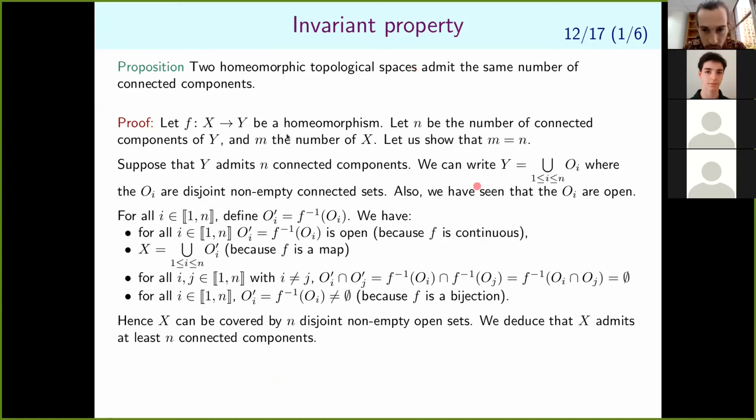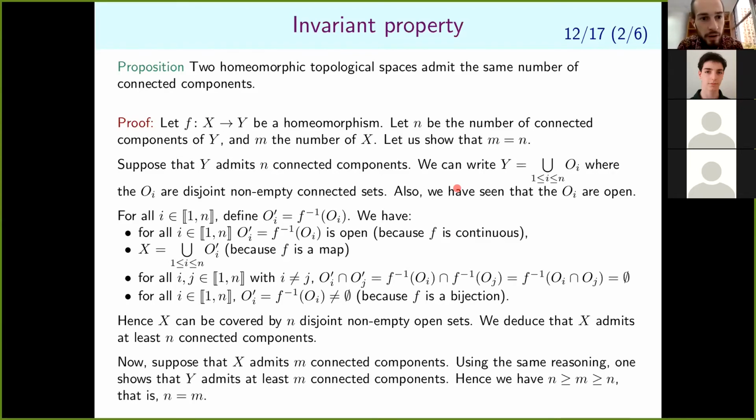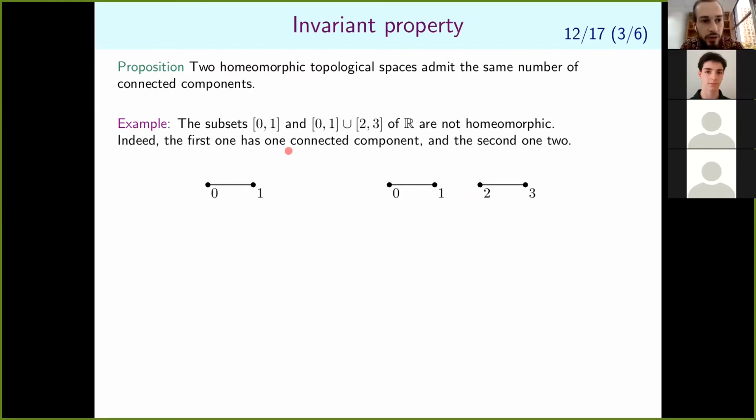So, for instance, I am not homeomorphic to the union of two bottles, because the union of two bottles has two connected components, and I am connected. I have only one connected component. Another example that I give here: the subset [0,1] of R is not homeomorphic to the union of [0,1] and [2,3] in R, because they do not admit the same number of connected components.